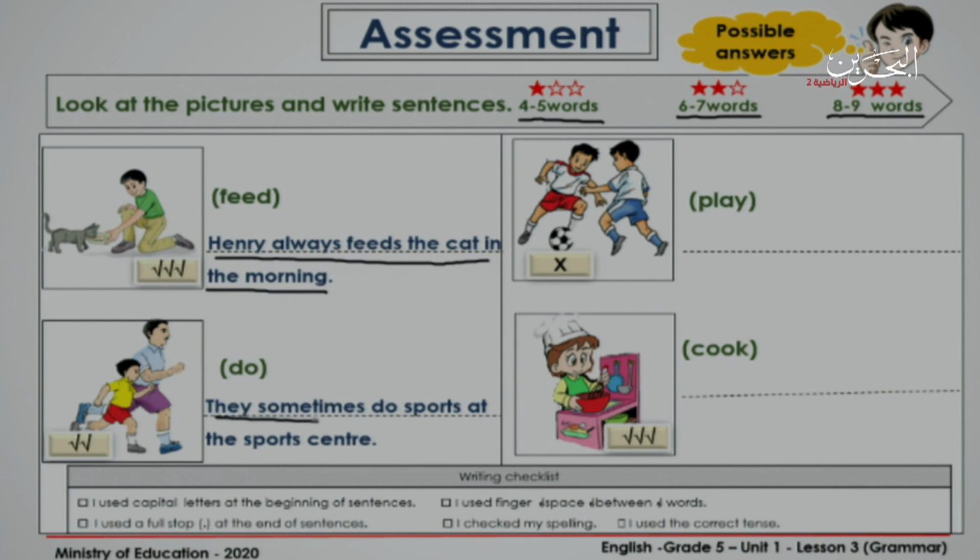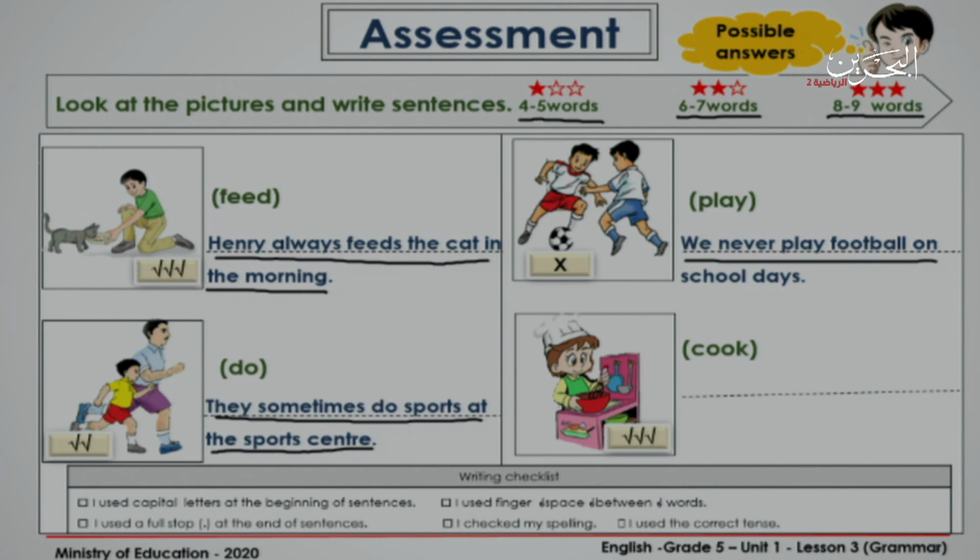They sometimes do sports at the sports center. We didn't add anything to the verb here because we have they. You can say, we never play football on school days. We didn't add anything to the verb here because we have we.